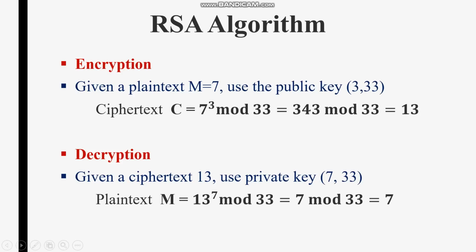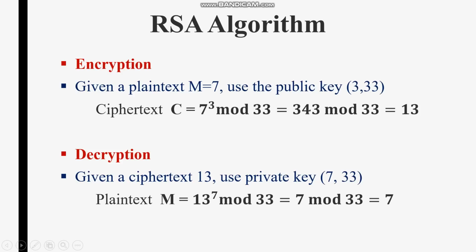Now how do we get the plain text? We need to perform decryption. So ciphertext is 13, and we should also know what is the private key. Private key is D comma N, that is 7 comma 33. So how do we obtain plain text M? Plain text M is equal to C power D mod N. What is C? C is 13, D is 7, mod N is 33.